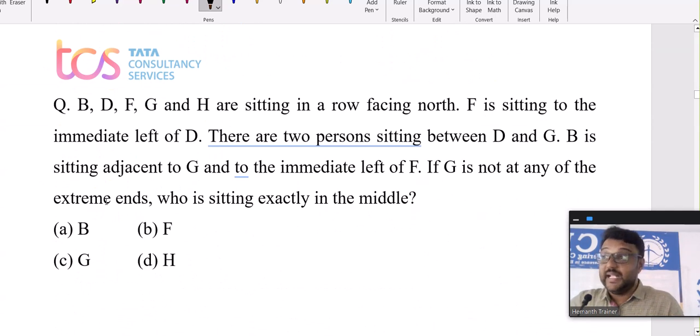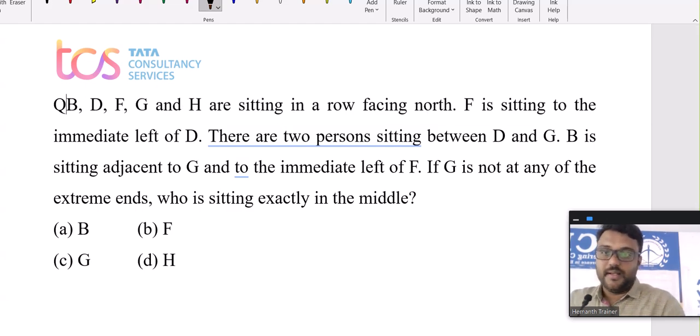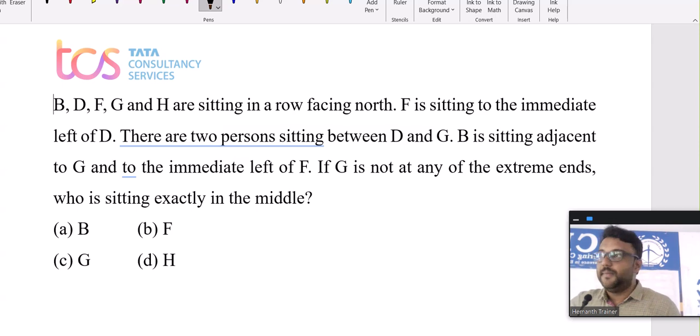Now again seating arrangements. Syllogisms, seating arrangements, they're asking in advanced rounds, so please work on it more. B, D, F, G and H are seating in a row facing north. How many people are there? 5. Q is nothing but question here, don't include that Q. We have only 5 people sitting in a row facing north direction.